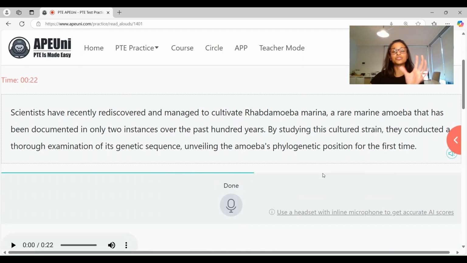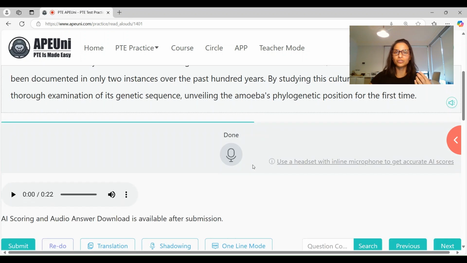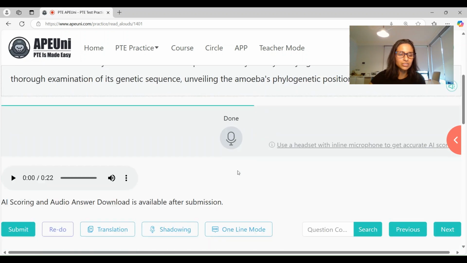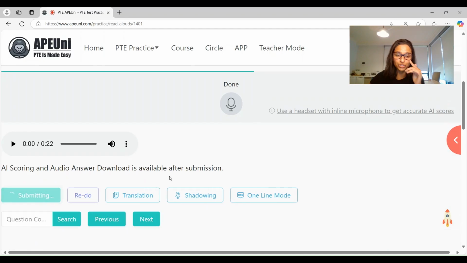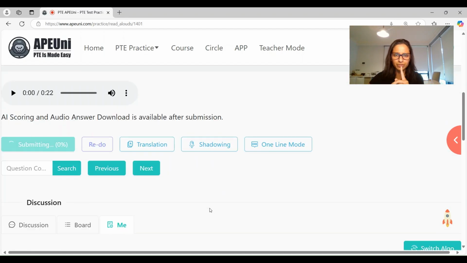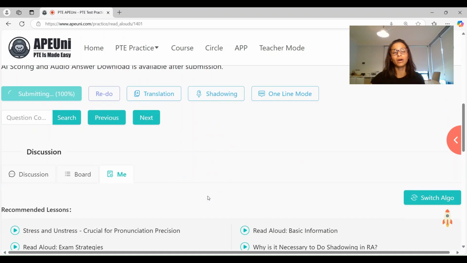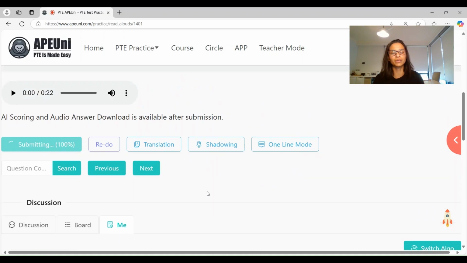So, as you can see, I dropped the word phylogenetic. And also, the next thing I wanted to talk to you guys about is breathing. Let's talk about breathing. Hold on. Let me just show you what marks I get. I dropped one word. One word is dropped. Do you think the AI is going to be able to detect it?